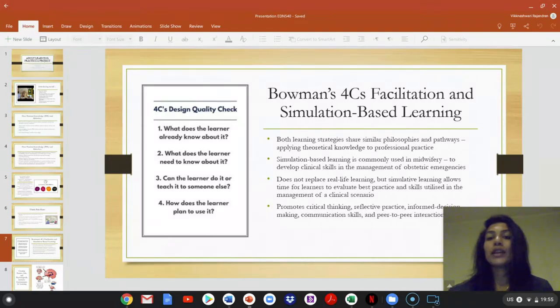Simulation-based learning doesn't replace real life learning, but it is really effective in the sense that, again, it allows people to discuss why they used a certain management and why they used a certain way of practice. It really builds communication skills and peer-to-peer interactions. And the more that I was reading through Bowman's 4C's facilitation, I realized how similar it is to what we do with simulation-based learning. I've used it many times in my practice, so I've found that really, really effective with learning.